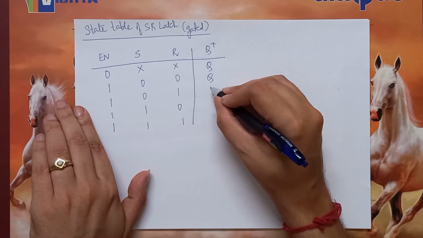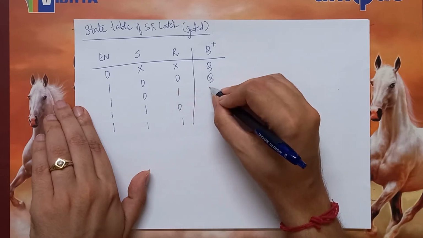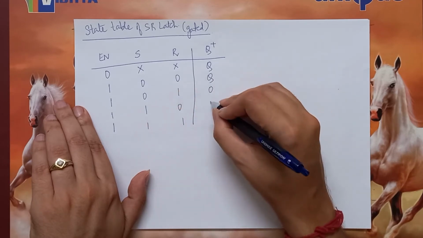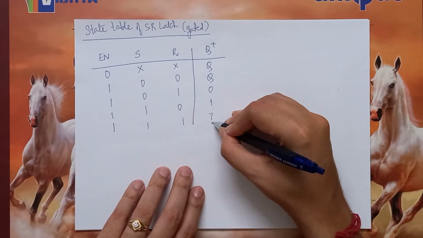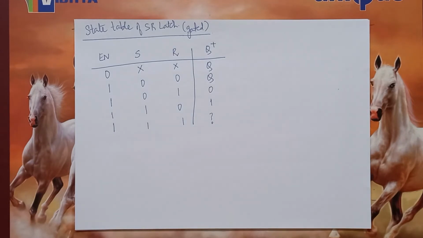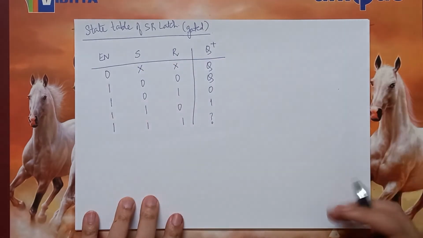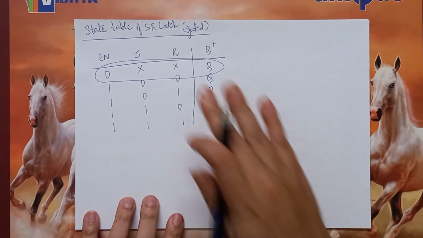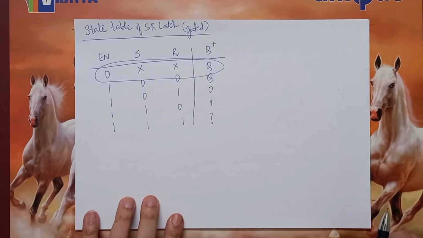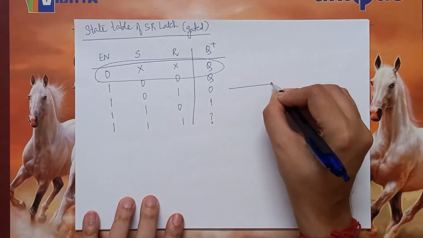So here R is 1, so Q plus will be 0. Here S is 1, so Q plus will be 1. And for 1, 1, this is a forbidden state. So what we are saying is that from the operational point of view, the very first row is not really very useful.